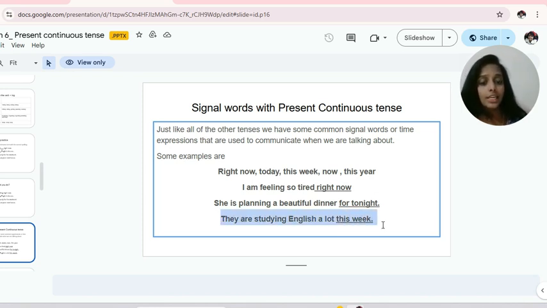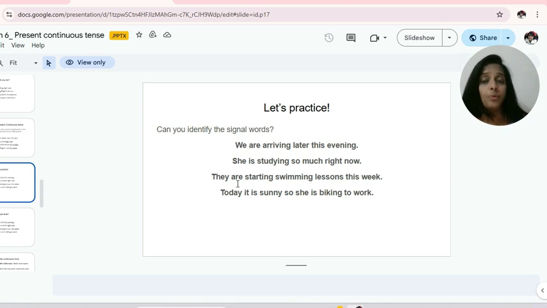They are studying English a lot this week. So, this highlights a repeated or extended action happening over a specific period. Remember, these expressions give context and emphasize that the action is temporary or happening around the present moment. Now, it's time for you to practice.